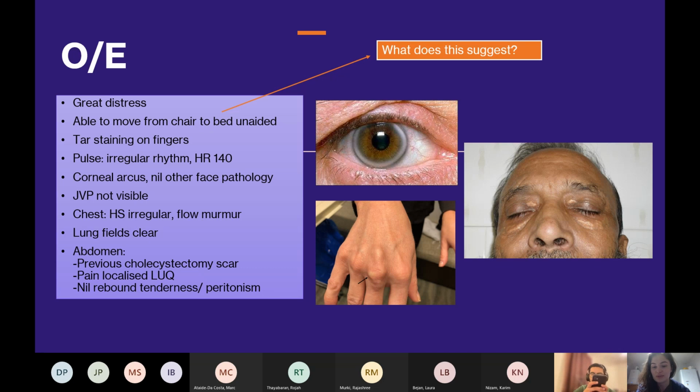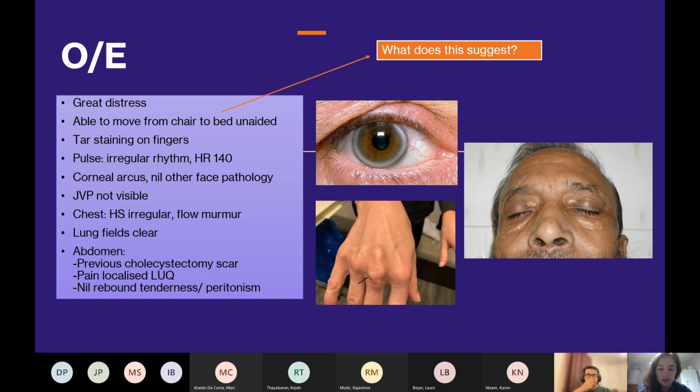Yeah, so peritonitis. So has he perforated? So it's quite reassuring that at the moment he's stable and he's not got this peritonism, but you'd definitely be calling the surgeons if there was.